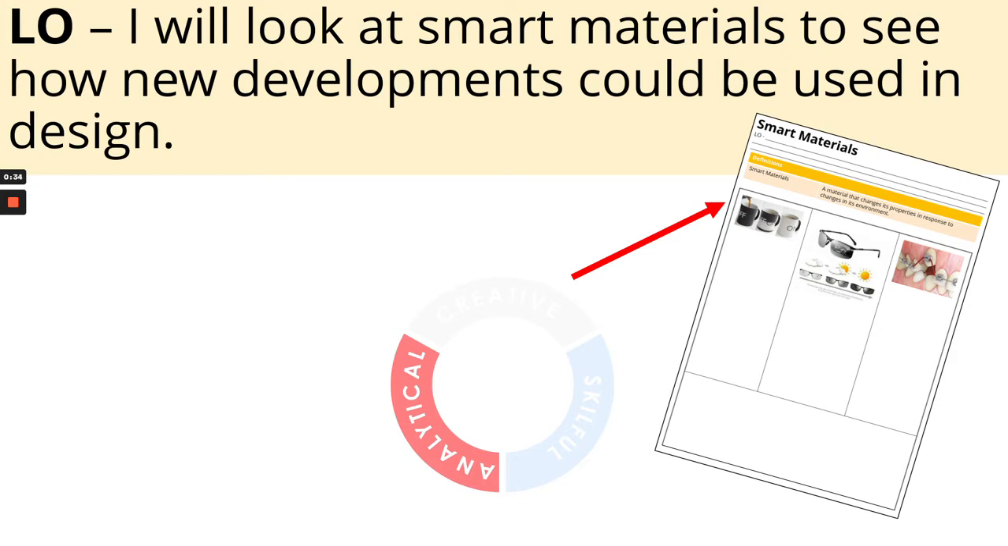Fantastic. So you will have written down the learning objective by now, and we're going to look at three smart materials that are commonly used in manufacture today for different products, and they're used for their very specific properties.